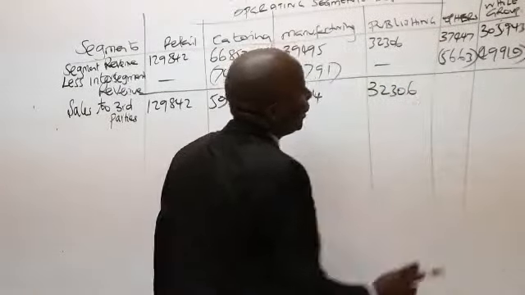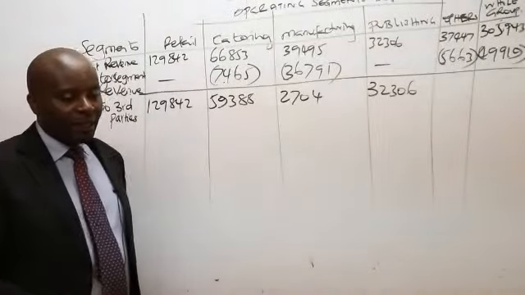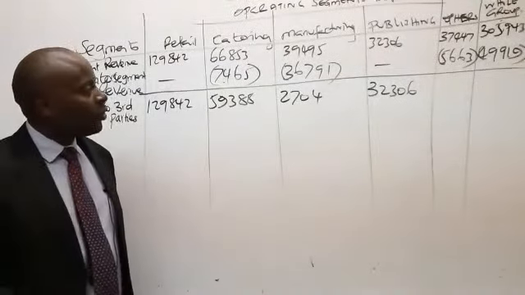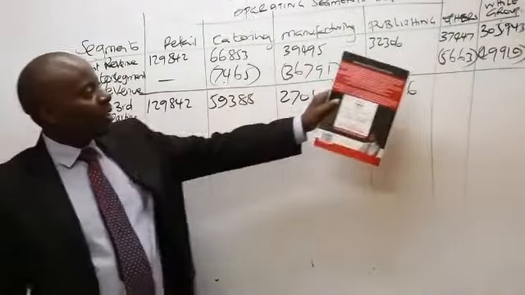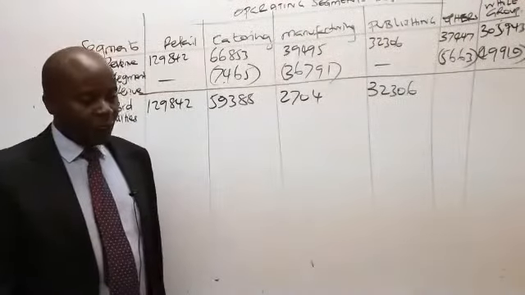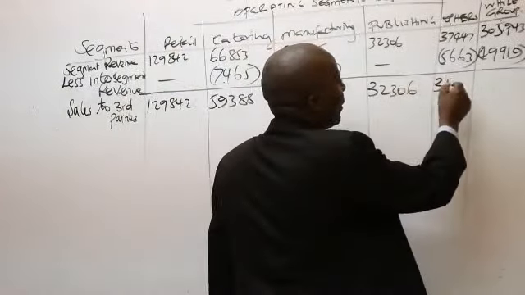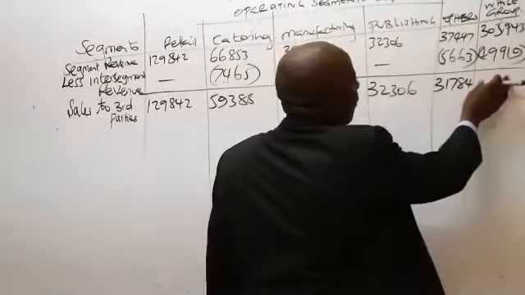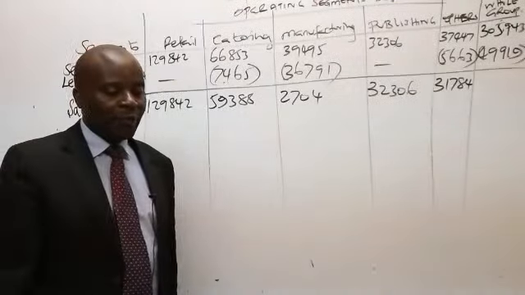How about others? Others. Thank you very much, Lynette. Others, you are taking 37,447 minus 56. So 31,784. How about the whole group revenue?